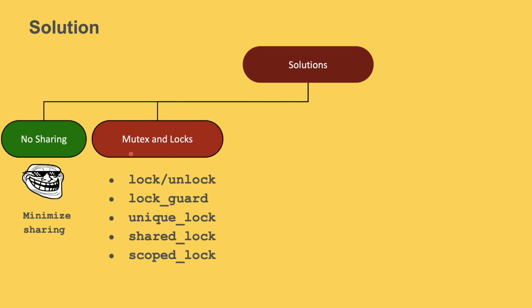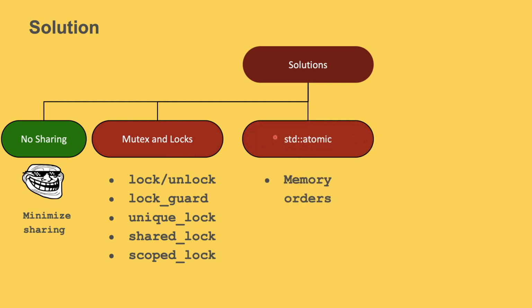Next, as we saw in the previous video, there are mutexes and locks, and we learned how to use critical sections to address the race problem. In this video today, we will talk about std::atomic and memory orders as another solution to solve the problem.